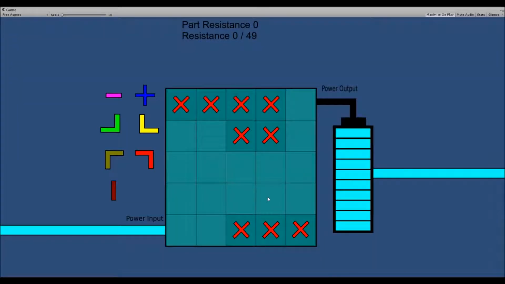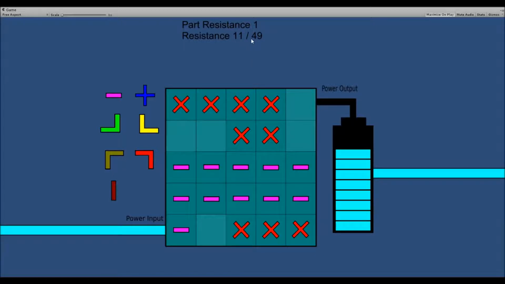Let's go back there. So the objective is to take your flow, bring it in here, and maneuver it through here to get to this end piece here, the output. But you have to have a total resistance of 49. So it's a total sum of all the parts that you have on the board is your total resistance. But you have to have them in such a way that you have flow that goes from the power input here to the power output there.